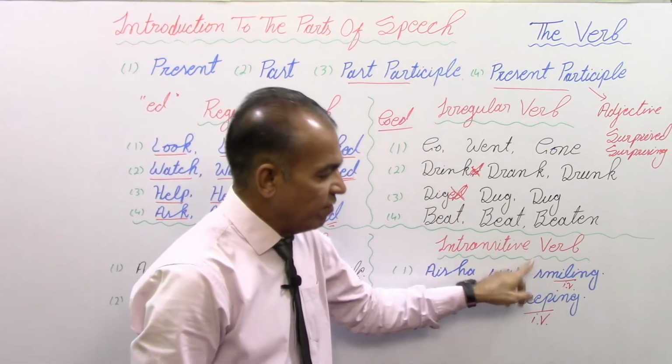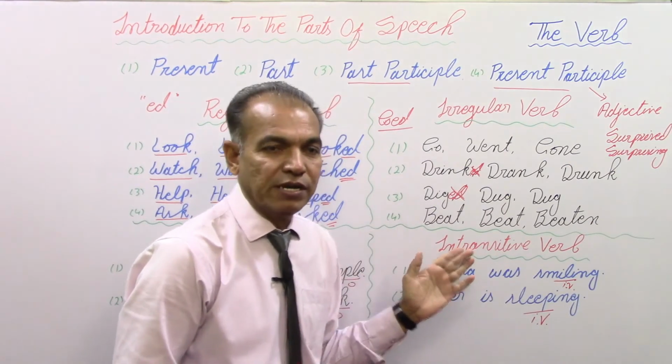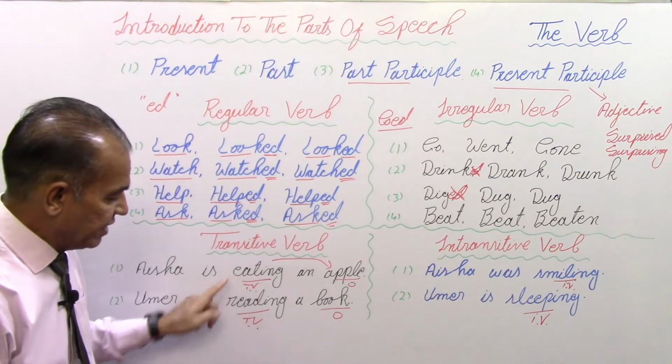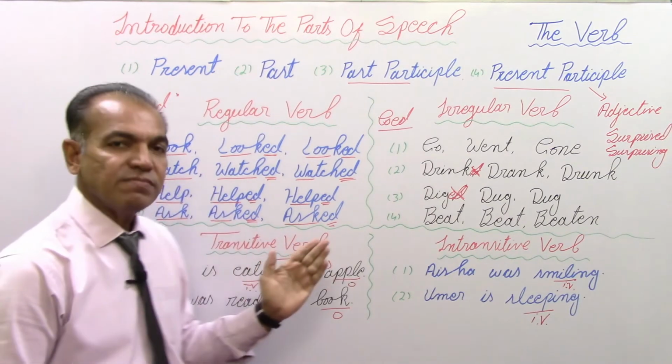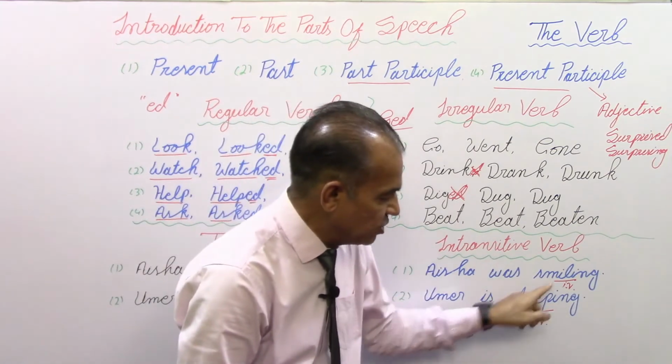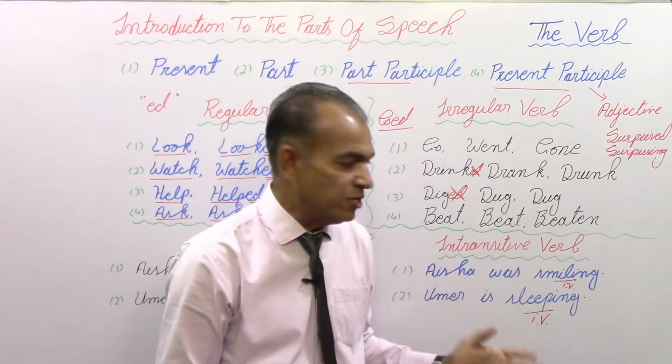So what we have learned is that a transitive verb is a kind of verb that needs an object, and an intransitive verb is a kind of verb which does not need any object. Means if you want to perform the actions of eating or reading, you will need an object to perform this action. But if you want to perform these actions, you don't need any object.